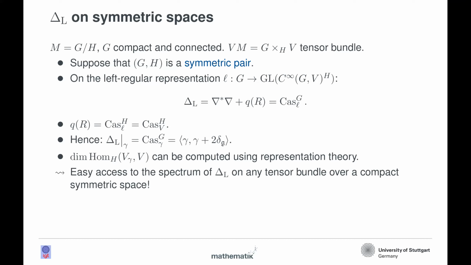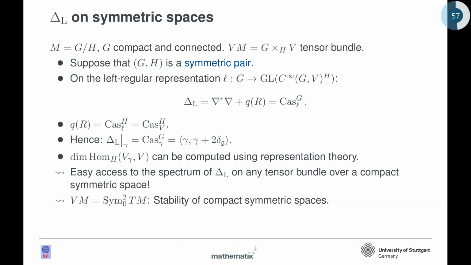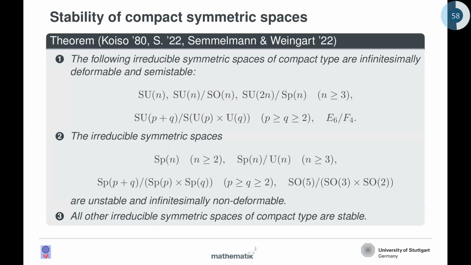Yeah, so the upshot is, on a tensor bundle over a compact symmetric space, we can easily compute the spectrum of this Lichnerowicz Laplacian, and this opens the door for the stability analysis of compact symmetric spaces. So the results of Koiso look like this. Koiso, back in the 80s, did the bulk of the work. So he considered irreducible symmetric spaces of compact type, and basically it turns out, bullet point 3, most of them are stable, and the ones which are not stable are listed here.